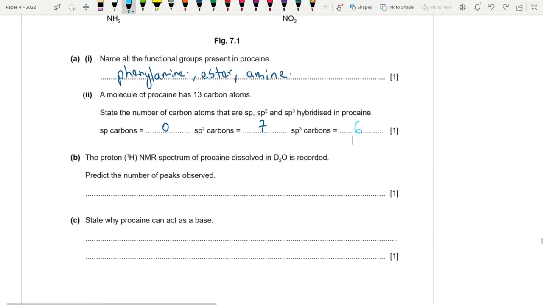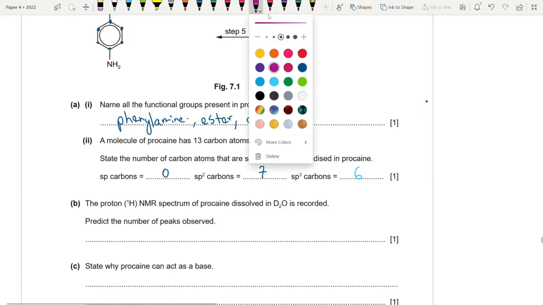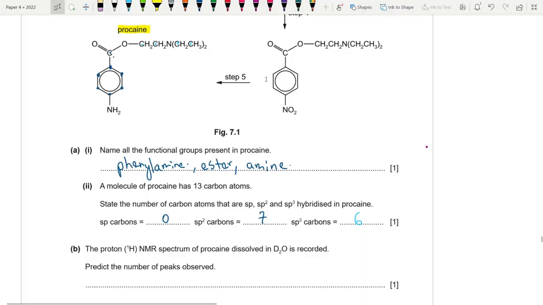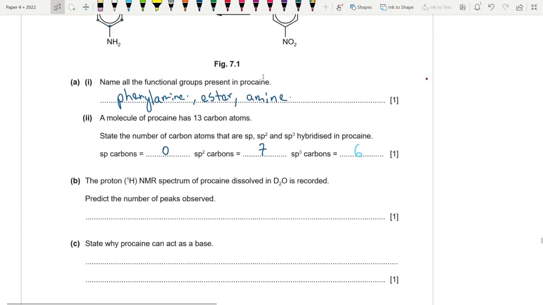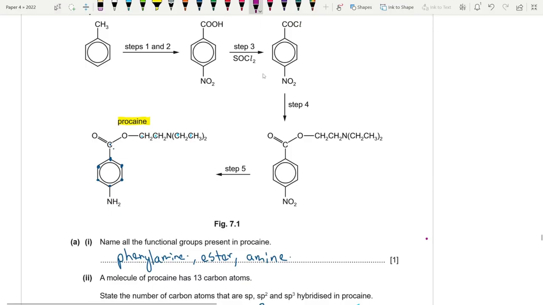Now the proton NMR of procaine is dissolved in D2O. D2O is heavy water, you guys know of that. So if you dissolve the substance in heavy water, the labile proton actually goes away in COOH, OH, or NH. Okay, so predict the number of peaks observed. So usually in procaine, how many proton peaks are we supposed to see? Think about it logically. So check this. I'm going to draw the compound.